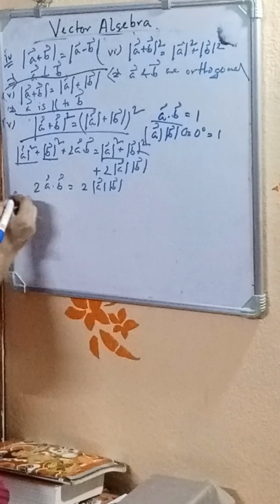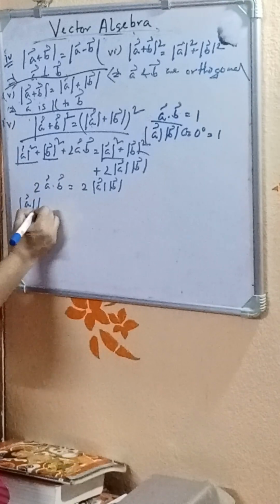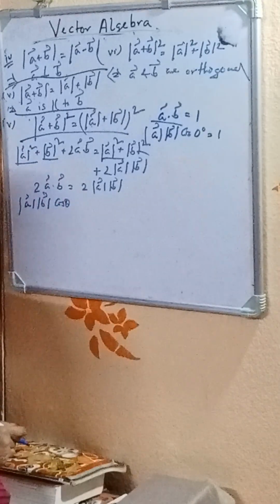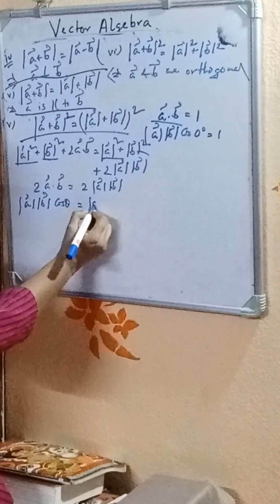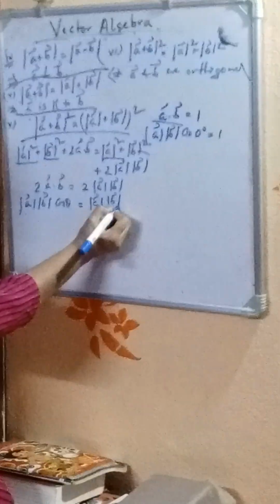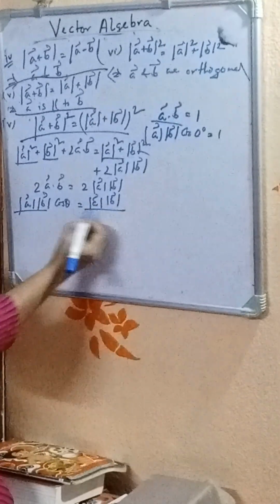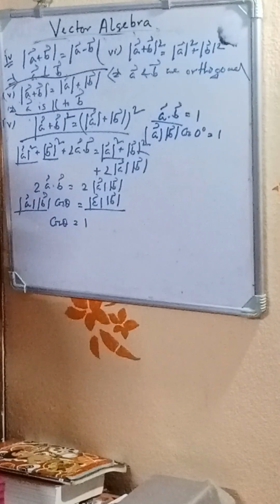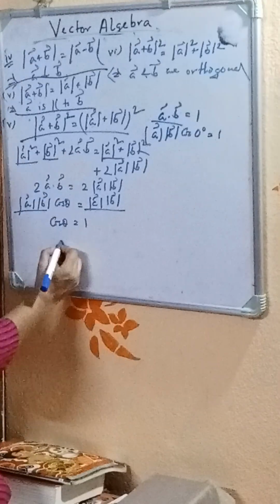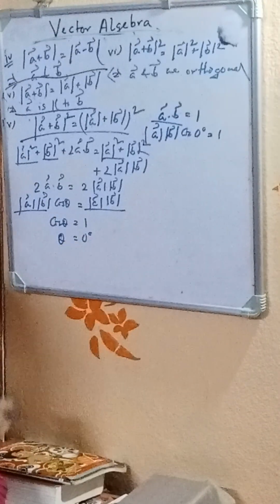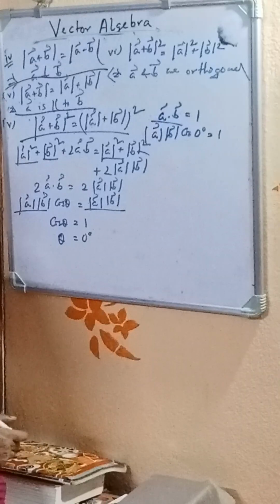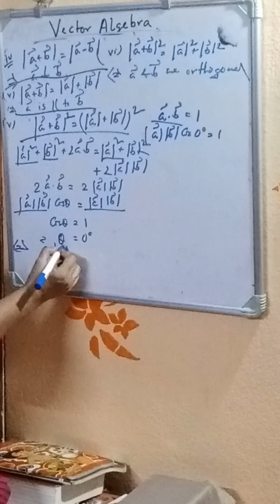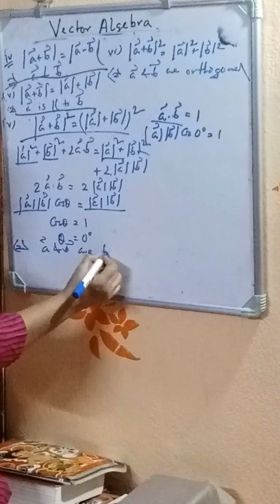Now A vector dot B vector means modulus of A vector modulus of B vector cos theta equals modulus of A vector modulus of B vector. From this equation we get that cos theta equals 1. Cos theta is 1, then theta will be 0 degree. If theta is 0, then this implies that A vector and B vector are parallel to each other.